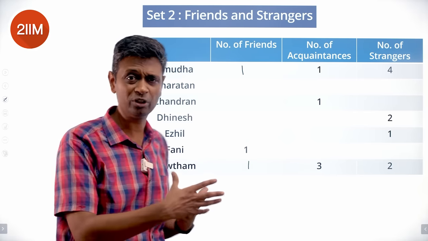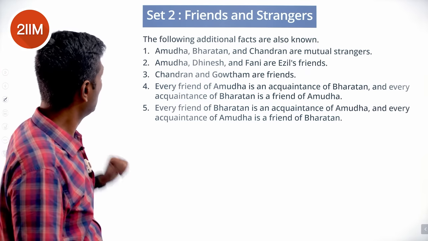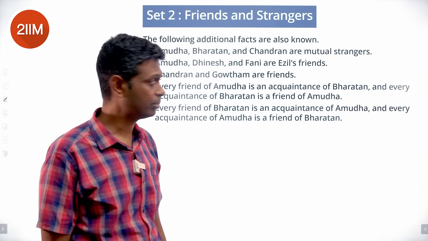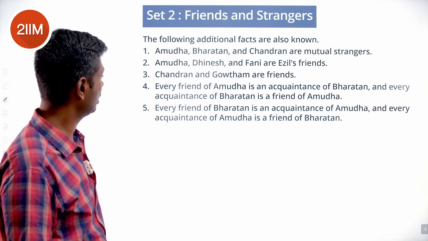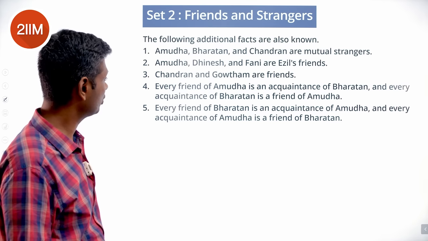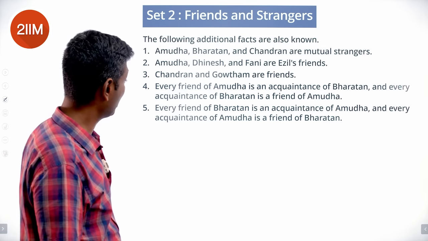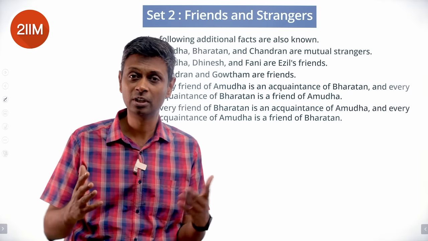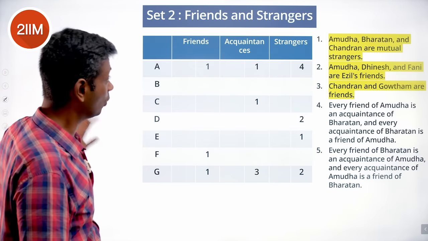Obviously, this is not the only piece of the jigsaw. There should be more that's available. Let's see what else is given. The following additional facts are also known. Amudha, Bharatan, and Chandran are mutual strangers, which helps. Amudha, Dhinesh, and Fani are Ezhil's friends. Chandran and Gowtham are friends. Every friend of Amudha is an acquaintance of Bharatan, and every acquaintance of Bharatan is a friend of Amudha. Every friend of Bharatan is an acquaintance of Amudha, and every acquaintance of Amudha is a friend of Bharatan. Both are just the same, flipped two ways, I think, just a bit to throw us off our game a little bit. So let's fill in whatever we know.